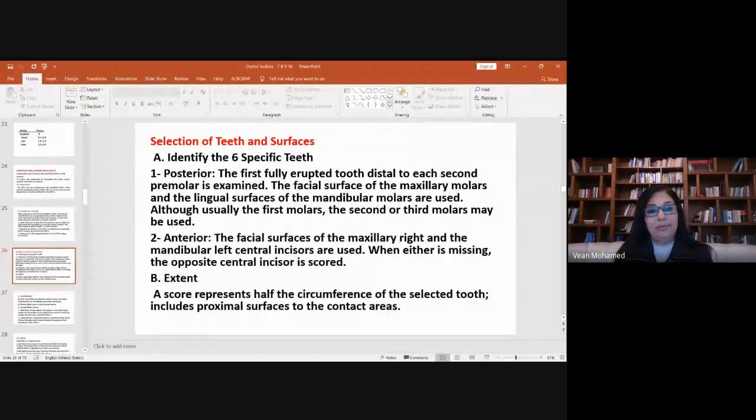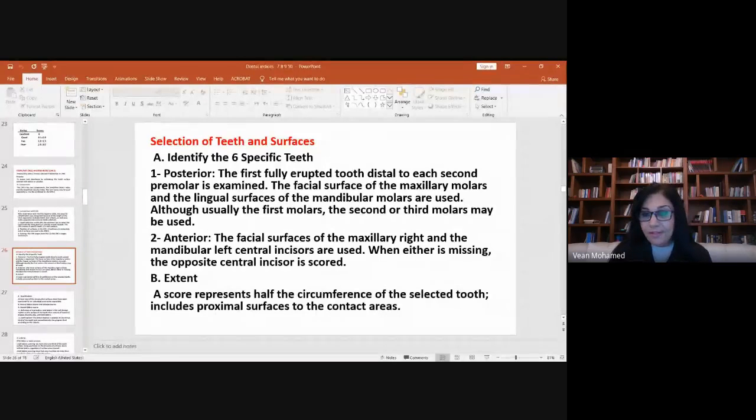Now, first we identify the 6 specific teeth. First, posterior: the first fully erupted tooth distal to each second premolar is examined. It means first molar, distal to the second premolar.